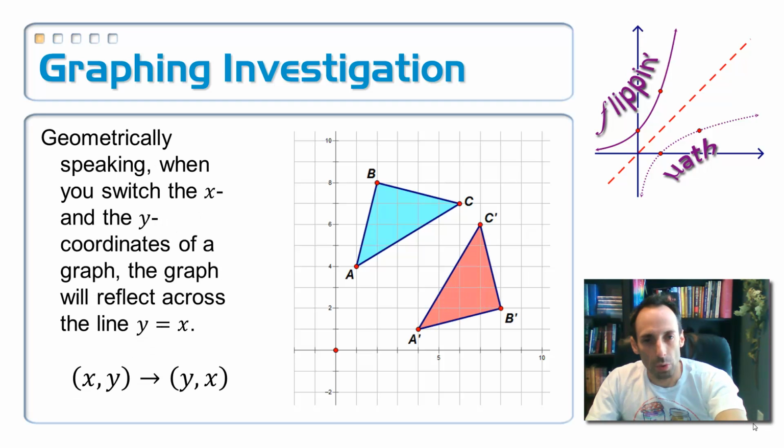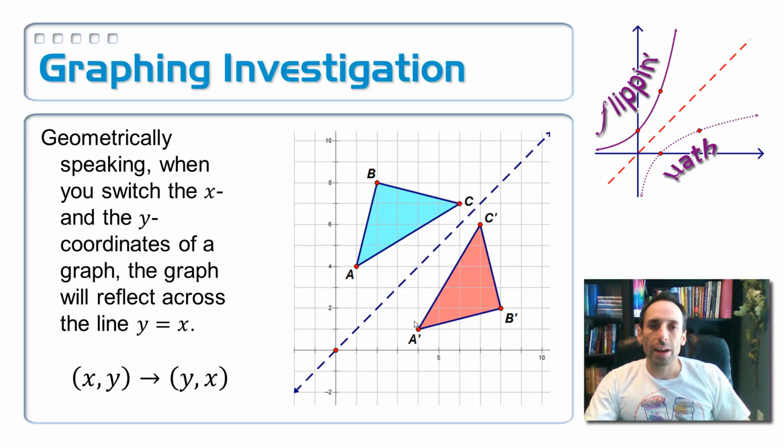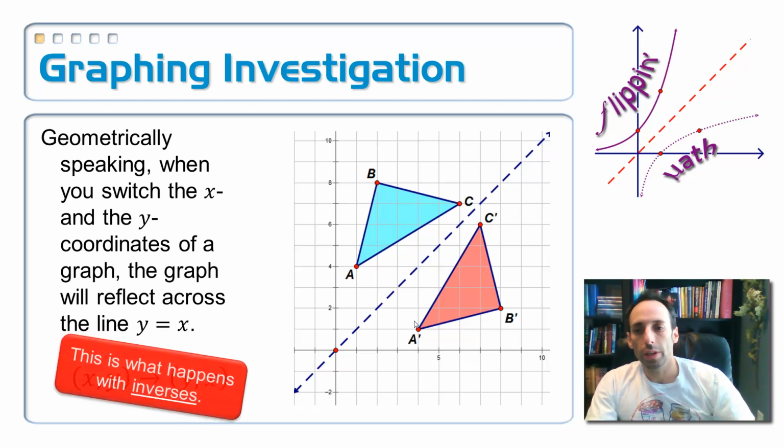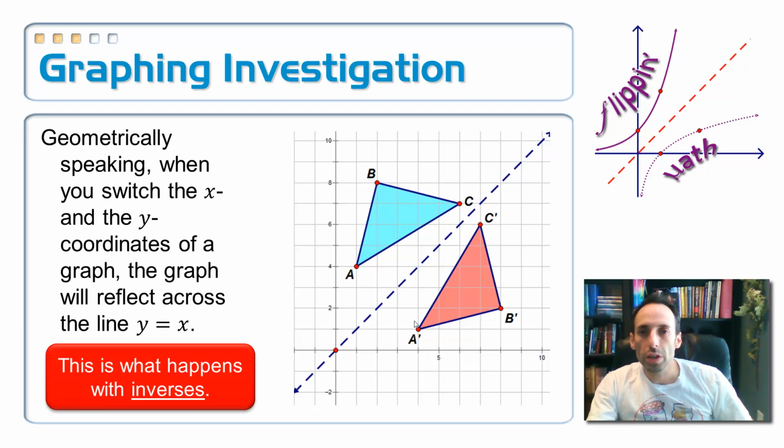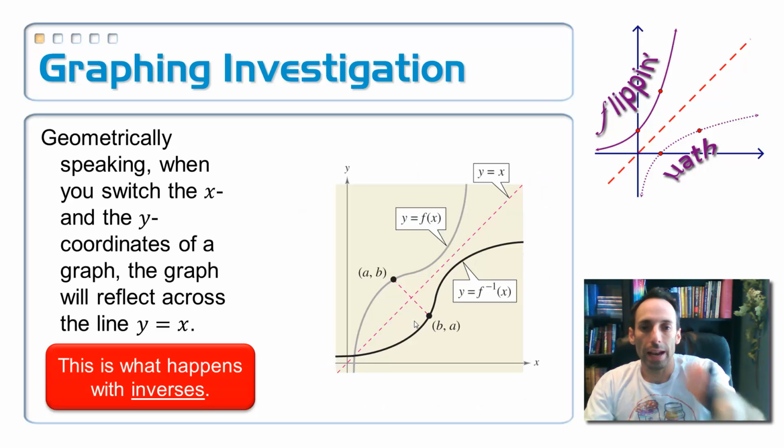Well, this is what happens. If you switch, for example, the point 1, 4, it becomes 4, 1. And so on. What you've just done is you've reflected that graph across the line y equals x. Now I start off with this because that's exactly what inverses do. They switch the x and the y coordinate. And if you switch the x and the y coordinate on a graph, it reflects your graph across the line y equals x.